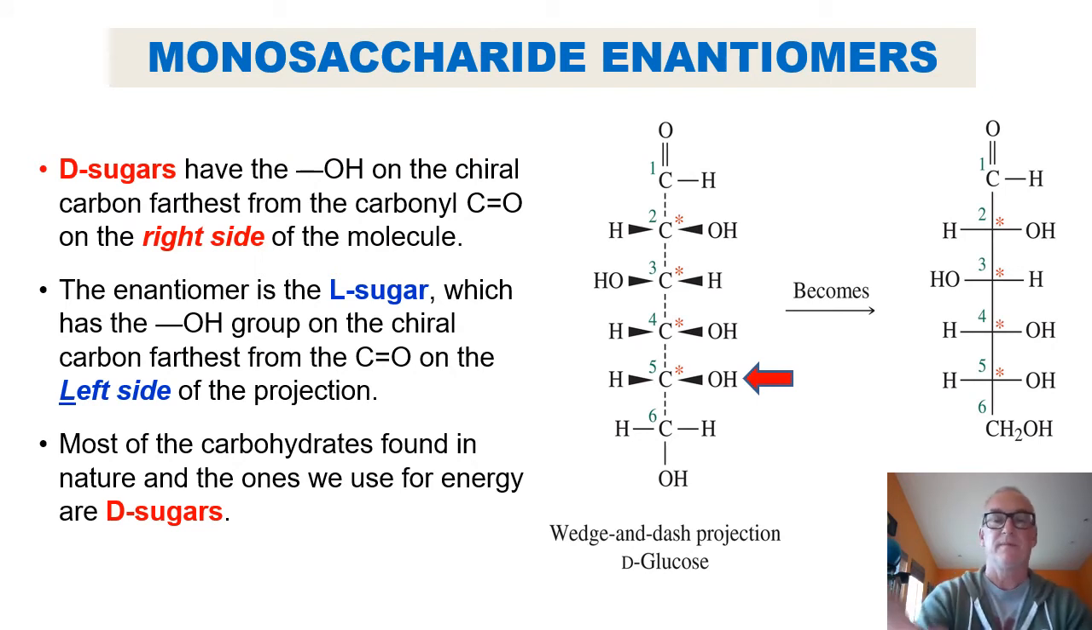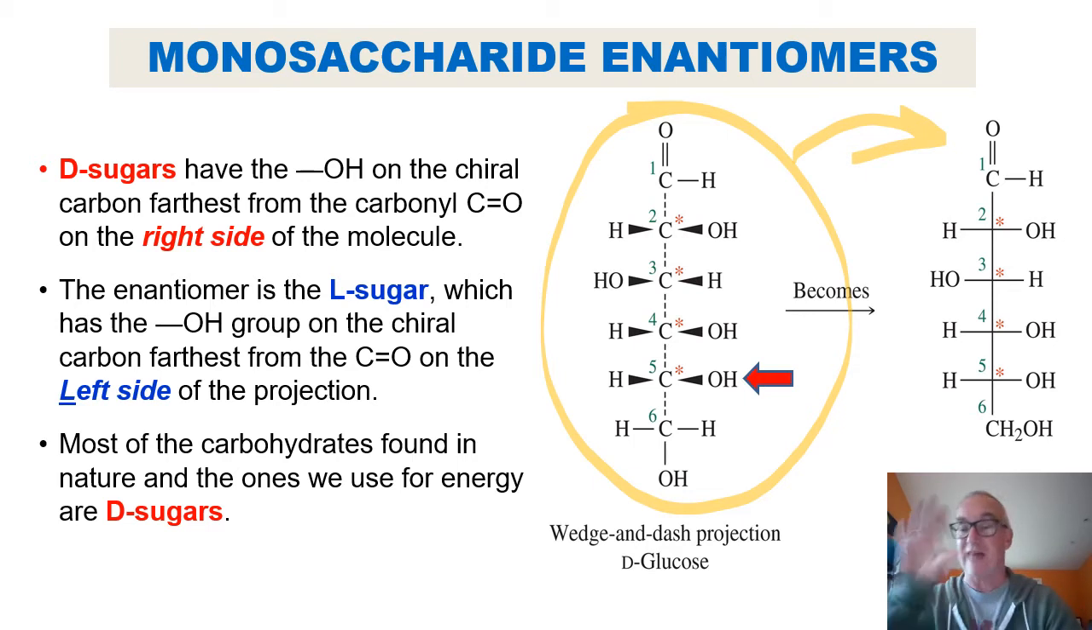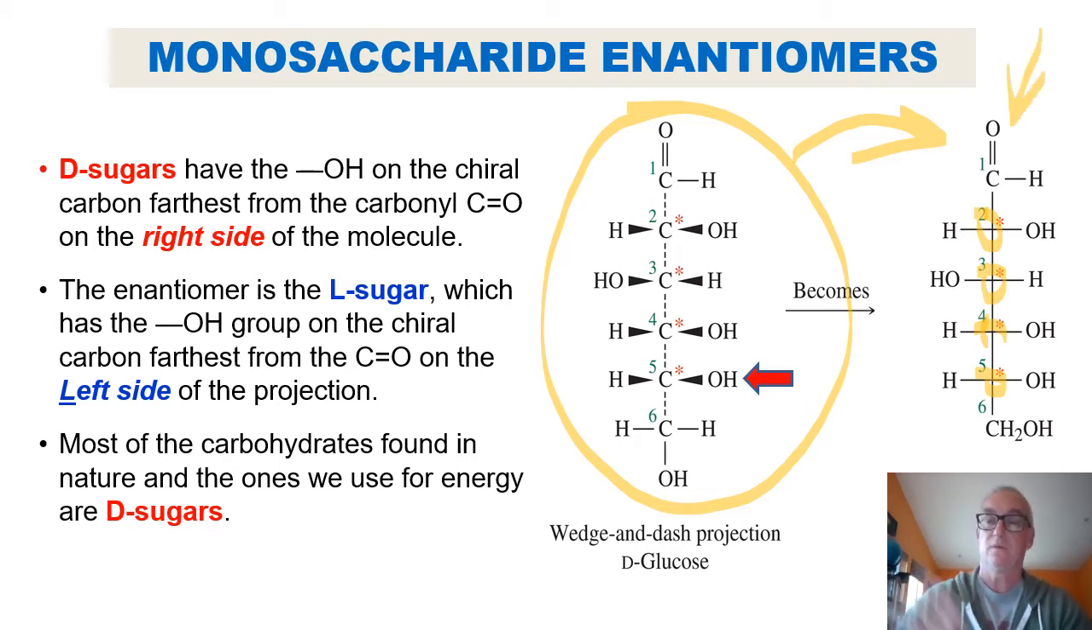So this is a wedge and dash that we would be familiar with. These are all wedges, so they're all coming out at us. And again, like I said, it's going to be difficult to always get those right, and they make things messy. So this is the Fischer projection. It looks flat, but it actually isn't, because, as I mentioned in the last slide, we are to assume that all those groups connected to cross lines, that's a carbon, that's a carbon, that's a carbon, that's a carbon, are coming out at us. And so how do we use this particular representation to say whether it's a D sugar or an L sugar?